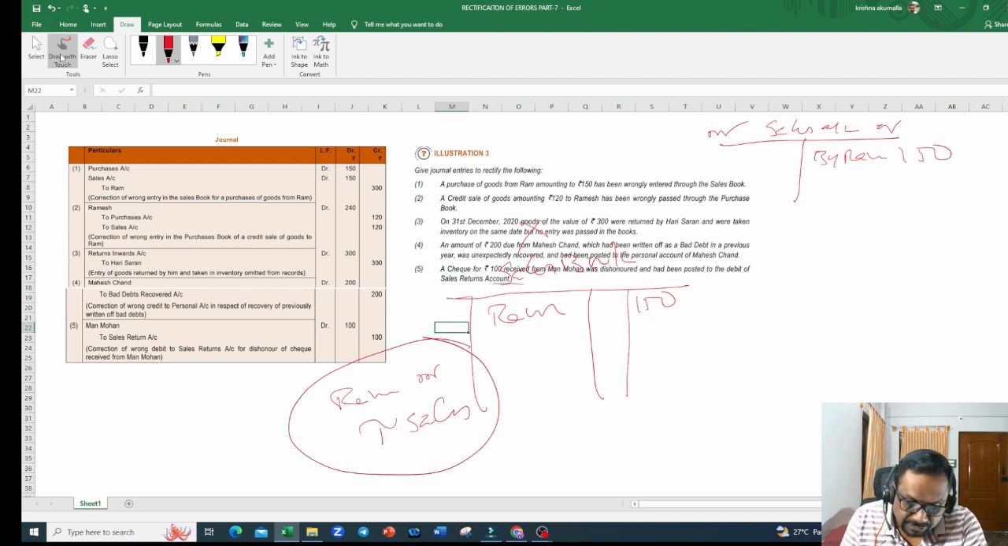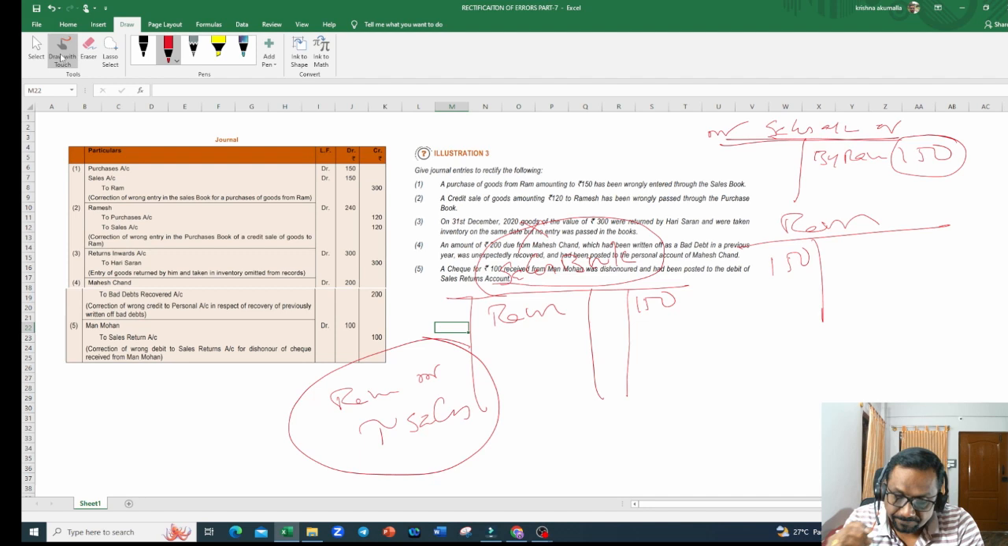So if it is wrongly entered in the sales book, it would have gone to the sales account credit side, incorrect. And it also would have gone to the Ram account on the debit side. Why? Because it is entered in the sales book. From the sales book, it will go to the Ram account and it will also go to the sales account. This has to be listened to very carefully. The impact would have been that the sales account would have been credited with 150 because it is entered in the sales book.